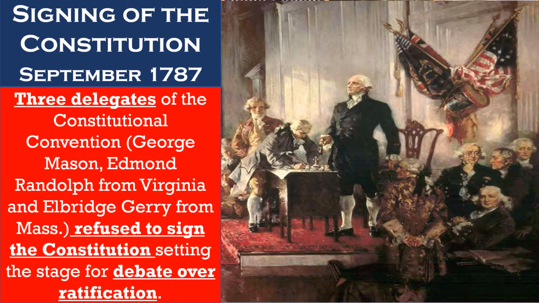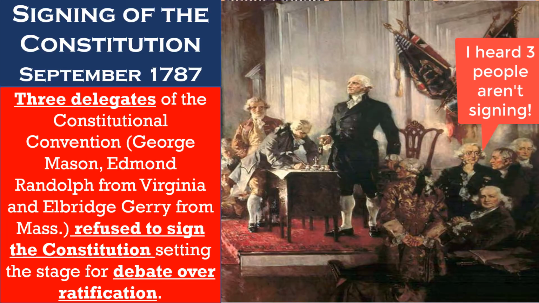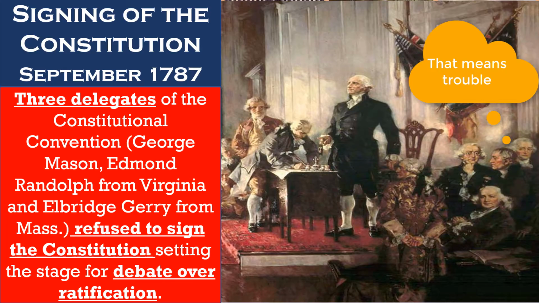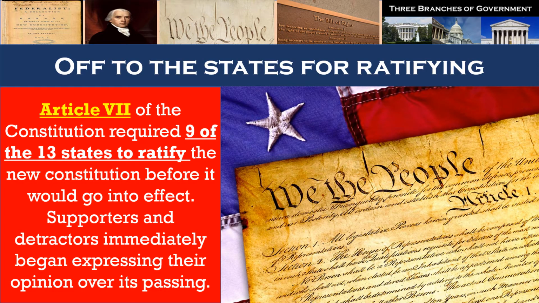So when we left off, we noted how 3 delegates to the Constitutional Convention refused to sign the document, foreshadowing the debate over ratification that was yet to come. Article 7 of the Constitution provided instructions for ratifying the document and this new form of government, requiring 9 out of 13 states for it to take effect.